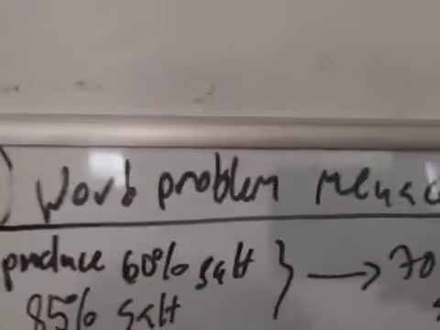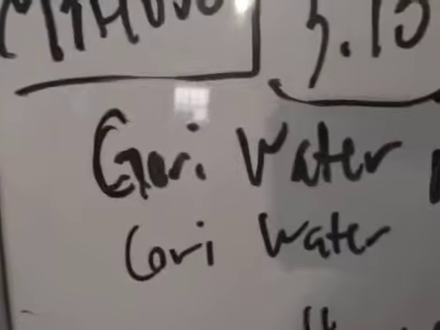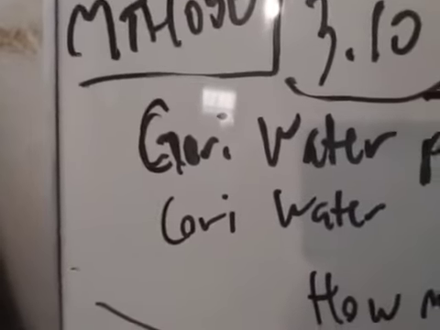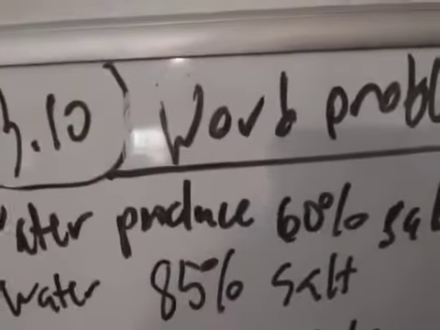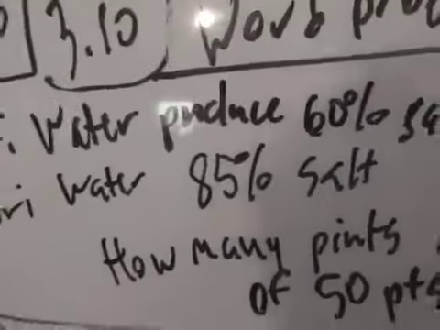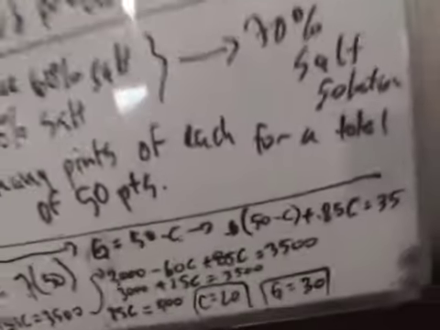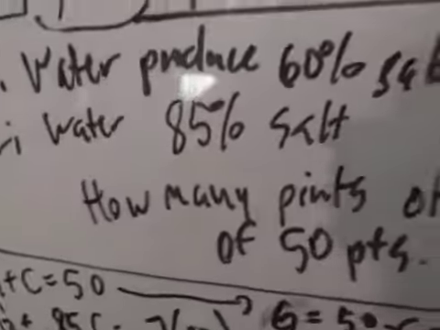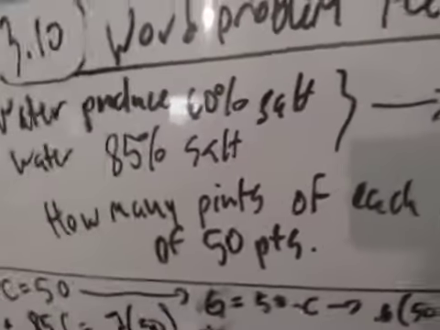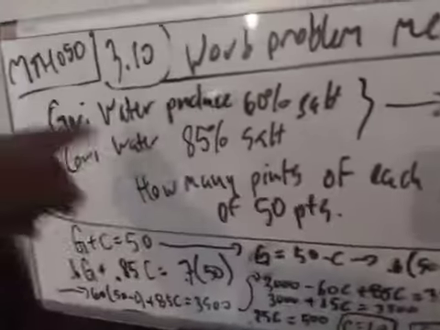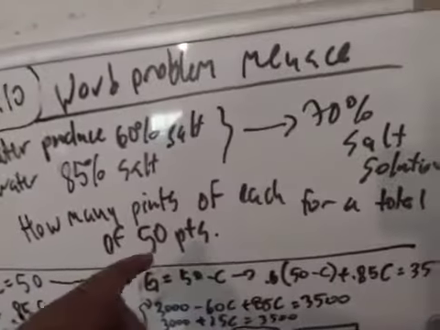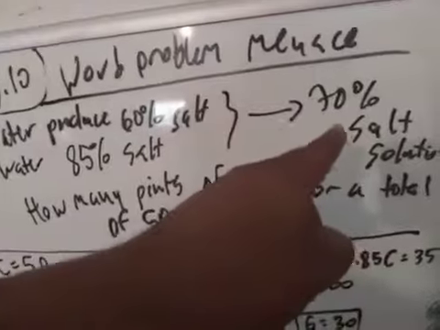MTH050 310 word problems. So, Jerry Water and there's Corey Water. There's two different types of water places. Jerry Water produces 60% salt in their water. Corey Water, on the other hand, does 85% salt. They're trying to combine a mixture salt solution together to make 70% salt solution, right? How many pints of each water brand are needed for a total of 50 pints to get this to happen?